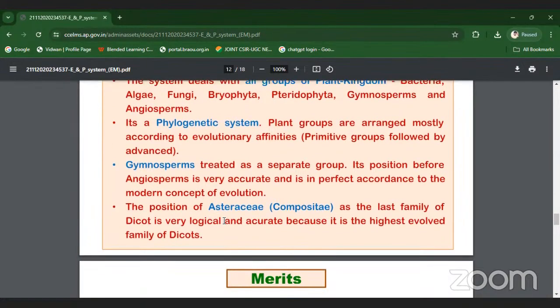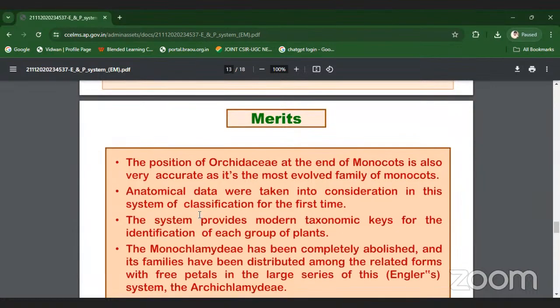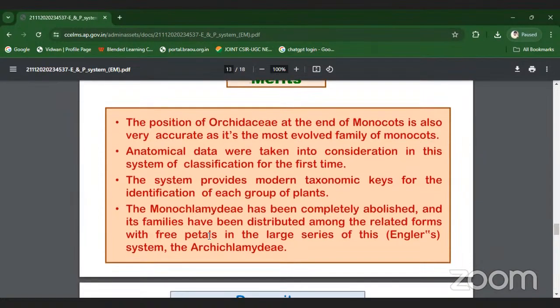Asteraceae is given a special place. The position of Orchidaceae is also well placed at the end of the monocots, and this is very accurate. It is the most evolved family of monocots. Anatomical data were taken into consideration in this system of classification for the first time. In artificial and natural systems of classification, mainly morphological characters were considered, but not anatomical characters or the evolution process. But here anatomical characters are also taken into consideration.